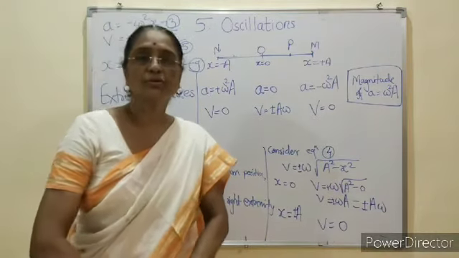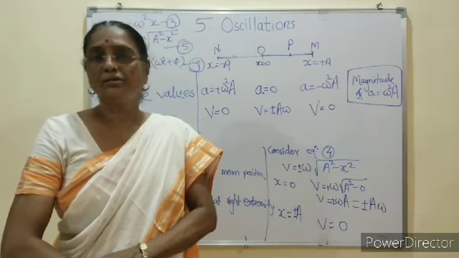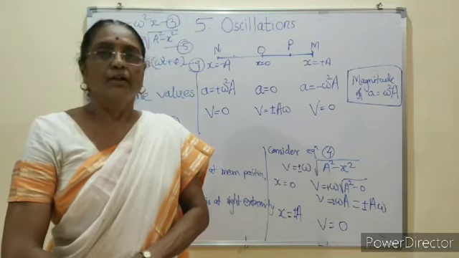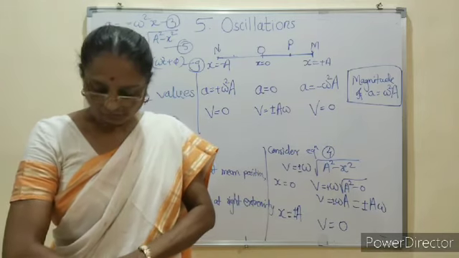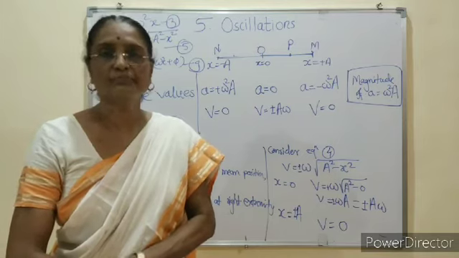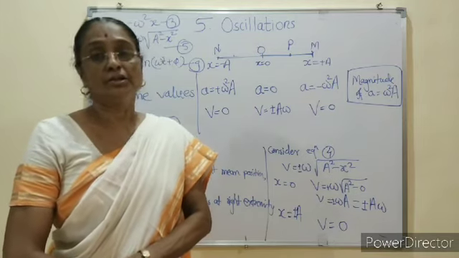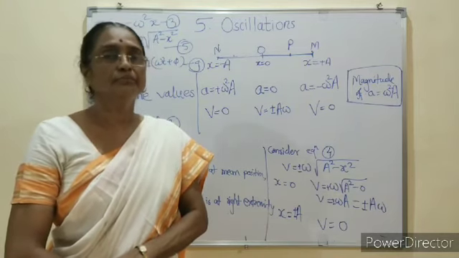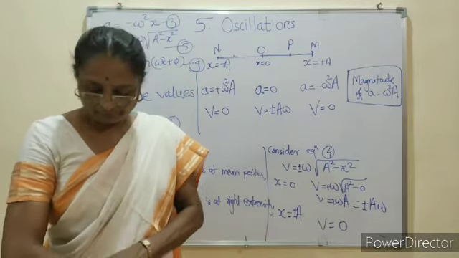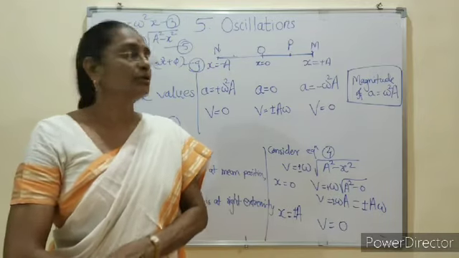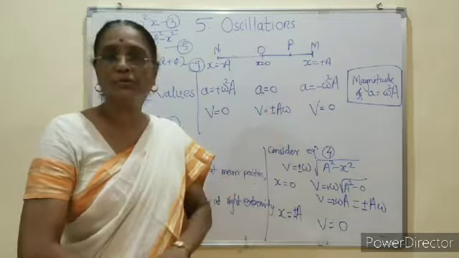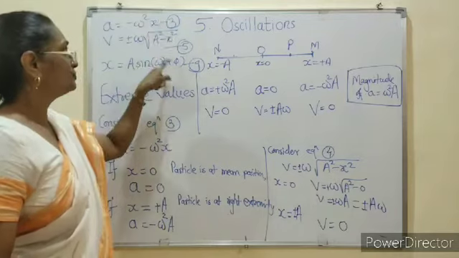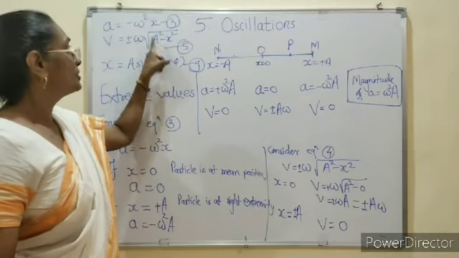So this is about the discussion of acceleration and velocity. But for the multiple choice questions, we have to consider the graphical representation of acceleration as well as velocity. So in that point we discuss again these extreme values, and also we have to consider these three equations which are expressed in this way.